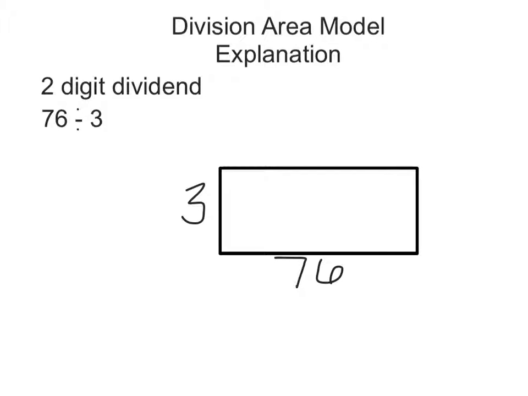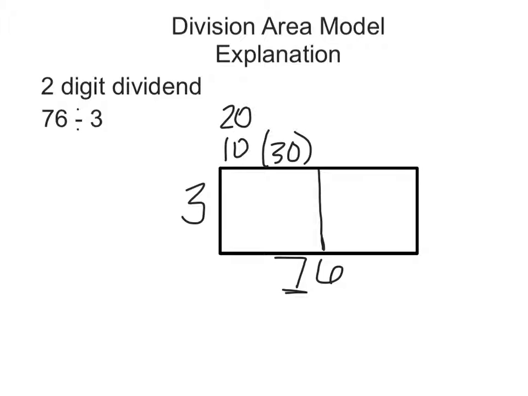Now, however many digits you have in your dividend is how many sections you would have in your area model. So this is a two-digit number, so I have 2 sections in my area model. The first section stands for the tens place, so I would start by multiplying by 10. 10 times 3 is 30. And I look at my dividend and say, do I have at least 30? Yes, I do, so I'm going to keep going.